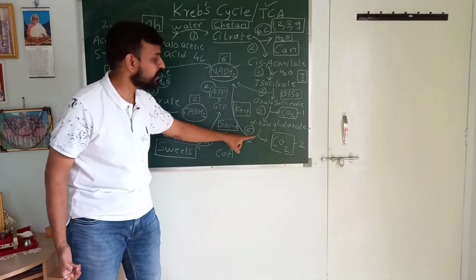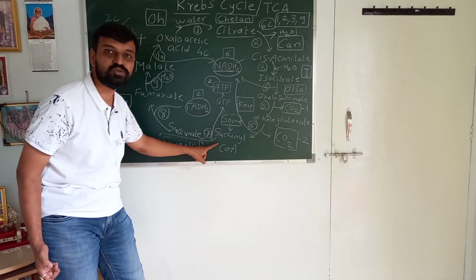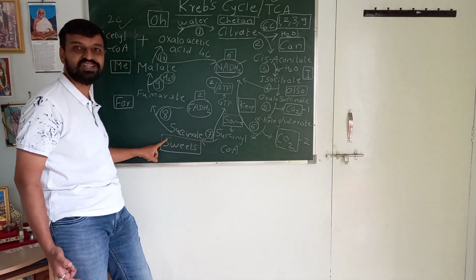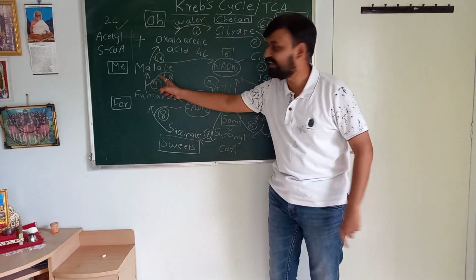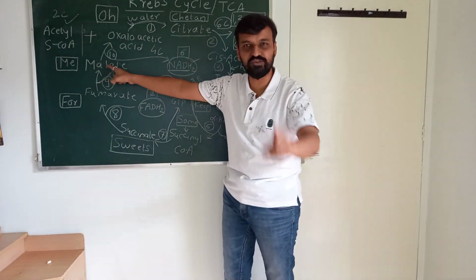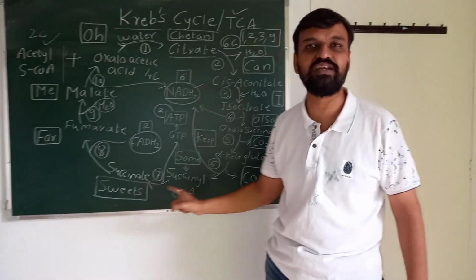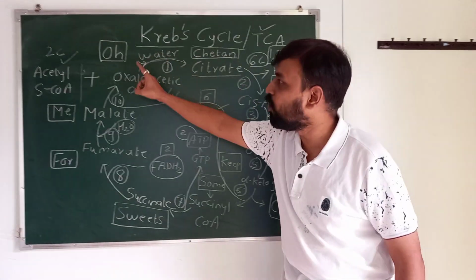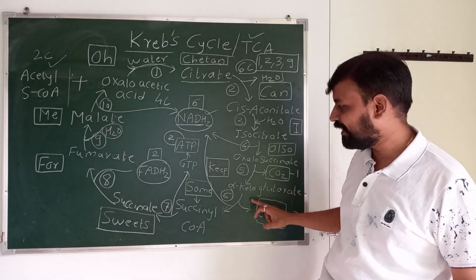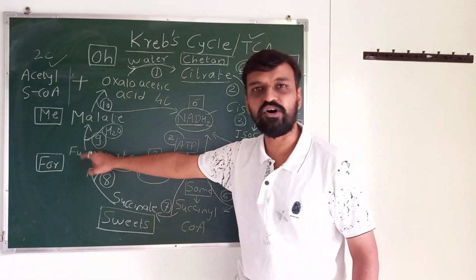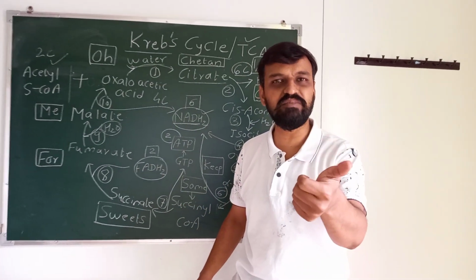Can I also keep alpha ketoglutaric acid, some succinyl CoA, sweets succinate, for fumarate, me malate. So are you getting my point? If the question comes on intermediates of the Krebs cycle, so O Chetan, can I also keep some sweets for me or myself? Finished. Hello, are you getting me?